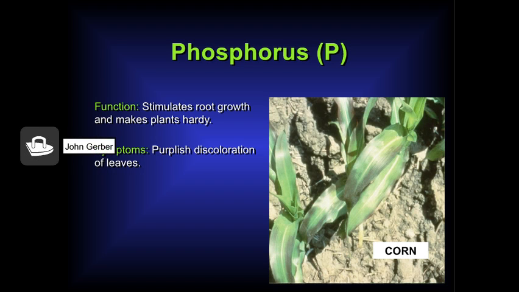When plants become deficient or don't have quite enough phosphorus, they quite often turn purple. Here you can see a little bit of purpling in this corn leaf. There's lots of phosphorus in the soil, but it's often in a form that's not available to plants, and this may limit plant growth.